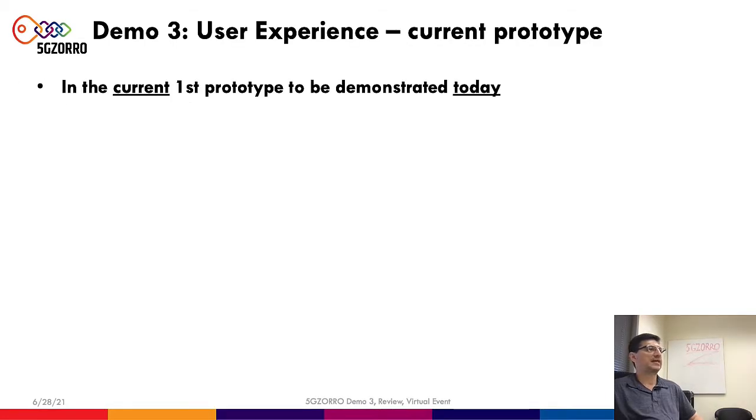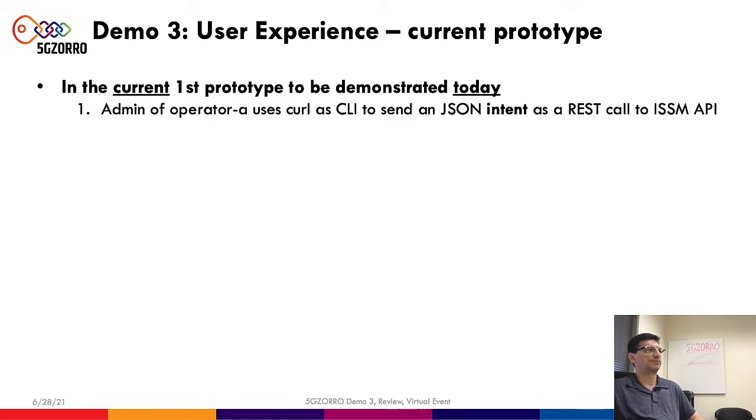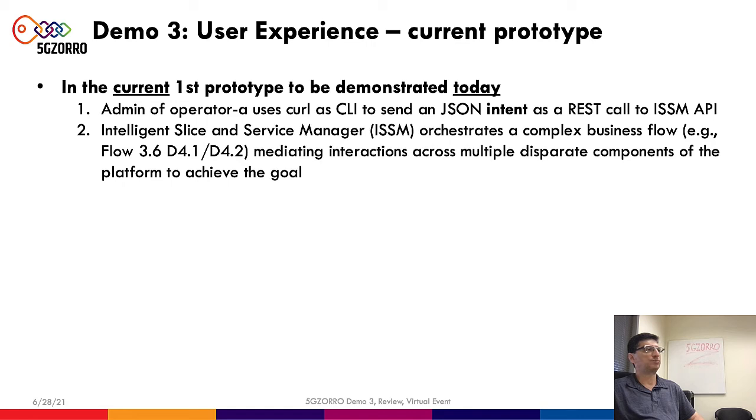In the first prototype that we demonstrate today, things look a little bit simpler. The administrator of Operator A uses curl as CLI to send a JSON intent as a REST call to ISSM API. In response, ISSM starts orchestrating a complex business flow, almost as if it was in the final product. I say almost because some components at this point are just unit tests.